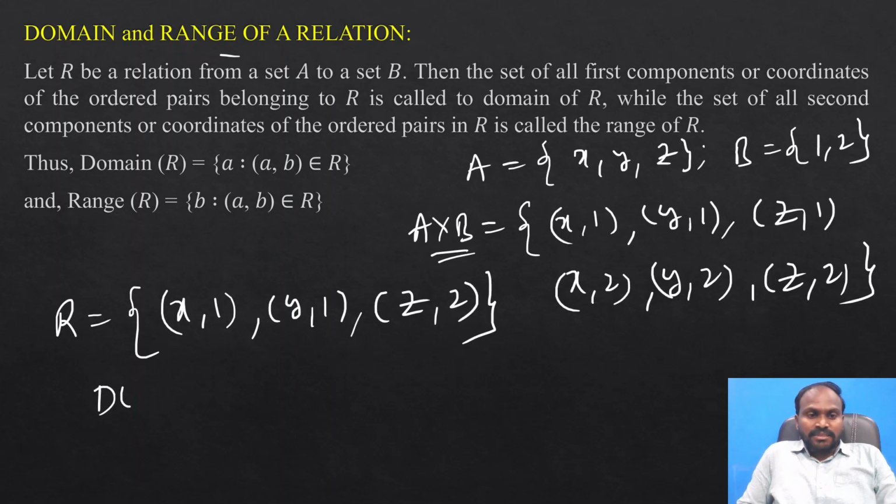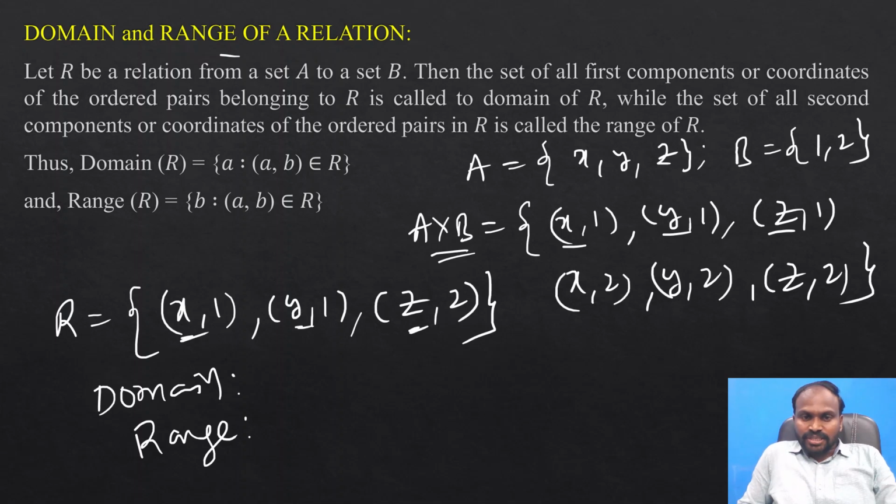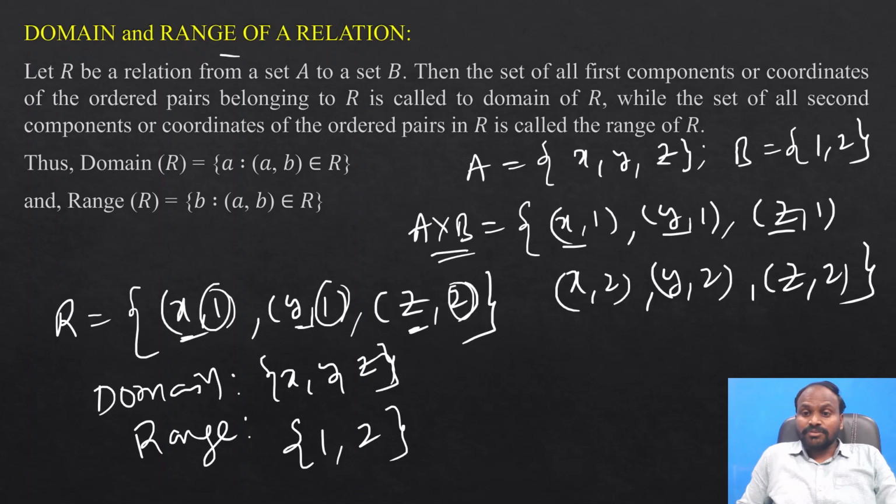Now, what is the domain of this, and what is the range of this? Domain is the input. So what is the input here? You can see that the first element is always the input, so here x, y, z is our domain. And what is the output? The output is 1, 1, 2, so we write 1 only one time, because an element can't be repeated in a set. Like that we can discuss.